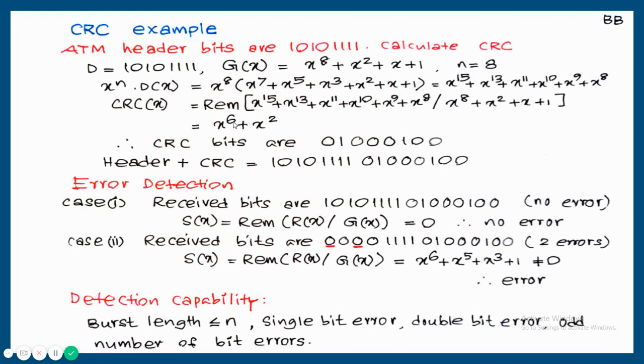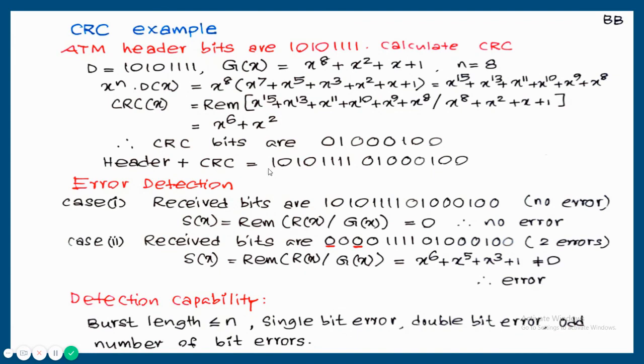So the degree of the polynomial should start with x raised to 7. There is no x raised to 7, so 0 is written. x raised to 6 is there, then there is no 5, no 4, no 3. x squared is there, no x, no 1. So these 8 bits are the CRC bits. The bits we are going to transmit will be the 8 header bits and 8 CRC bits. Total 16 bits are going to be transmitted. These 8 bits are data bits, and these 8 bits are the CRC bits we generated using the polynomial x raised to 8 plus x squared plus x plus 1.